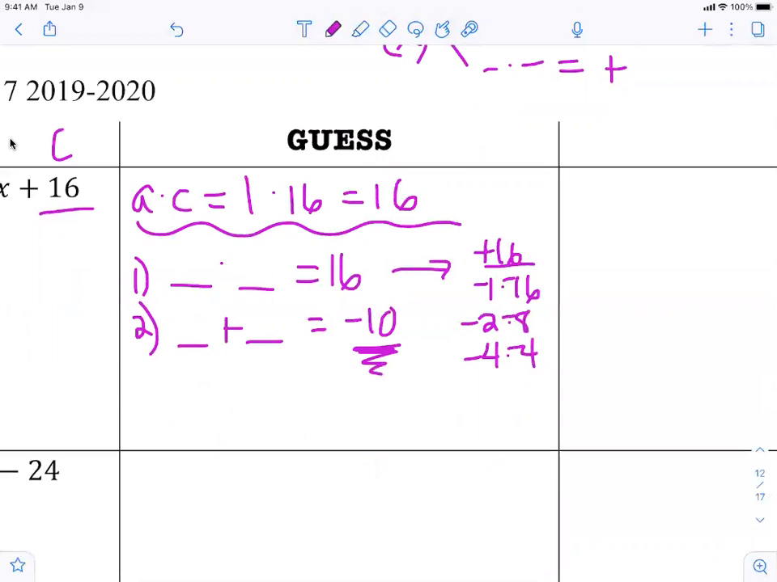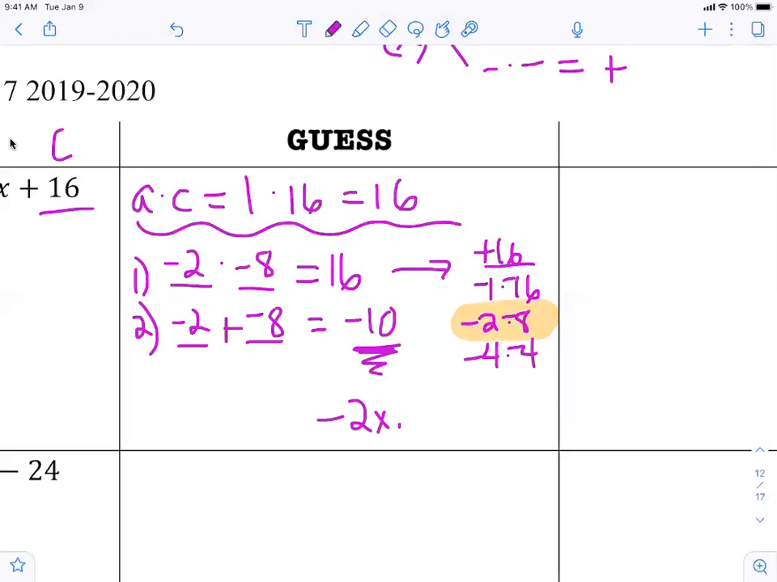Now, same thing, we're going to say, well, all of these numbers multiply to give me a positive 16. What adds to give me negative 10? Well, only one of them does. If I take negative 2 plus negative 8, that gets me negative 10. And negative 2 times negative 8 gives me a positive 16.